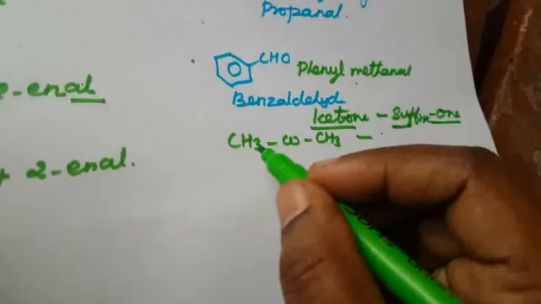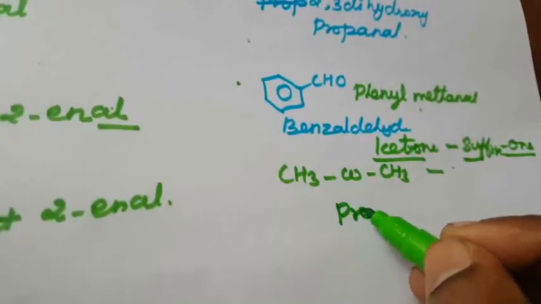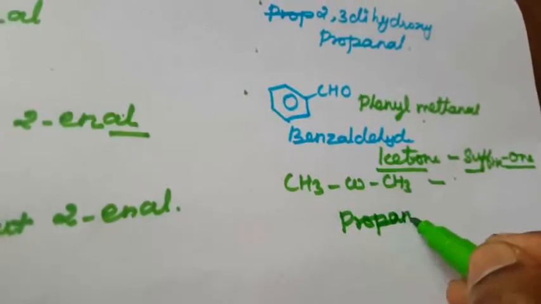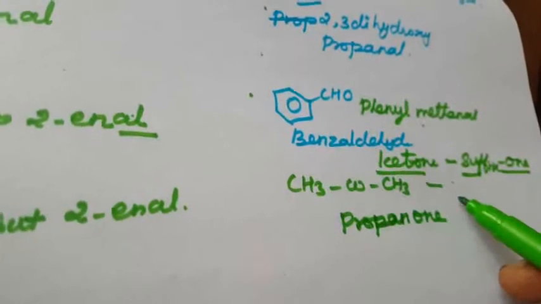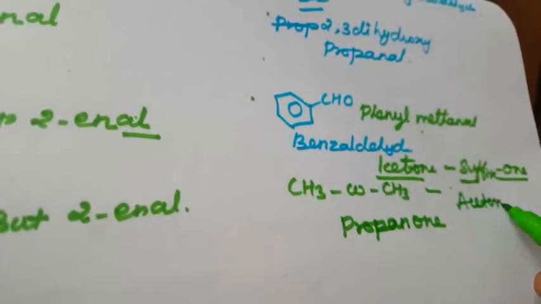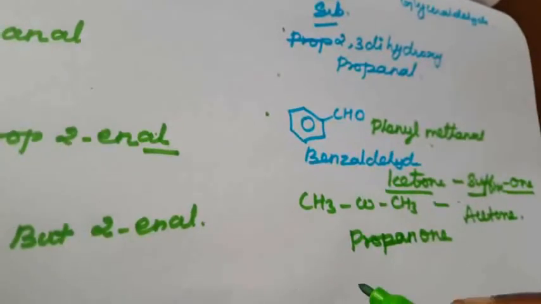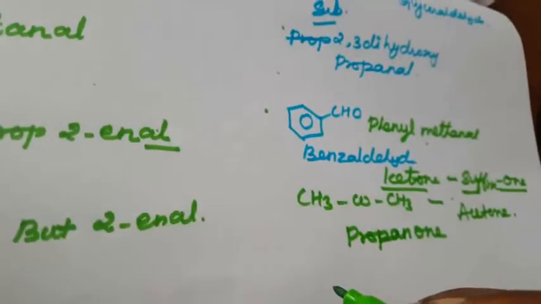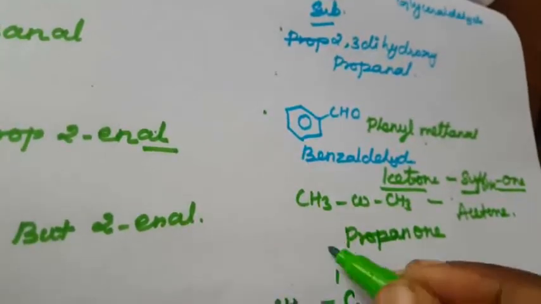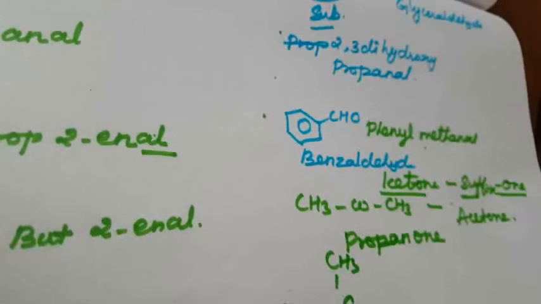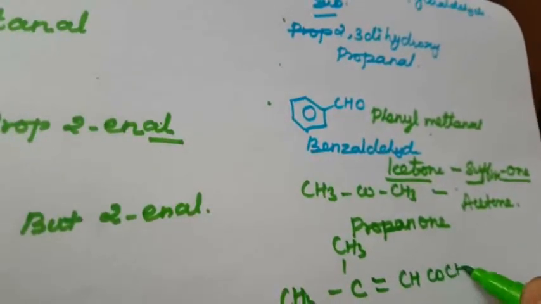Suffix ending ONE. So how many carbons are there? 3 carbons. What is the root word? Prop. That is saturated, so propanone. Okay, propanone. So what is the common name of this compound? Acetone. Okay, another one: CH3, CH double bond, CO, CH3.